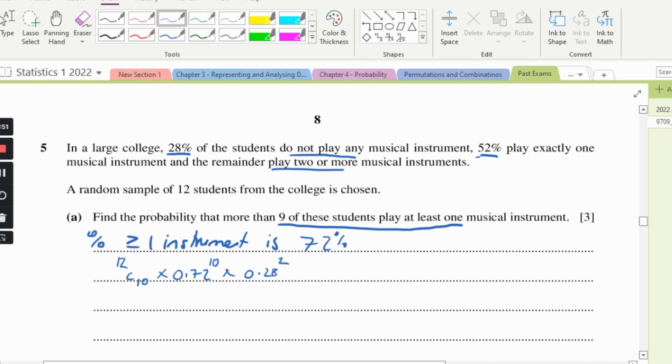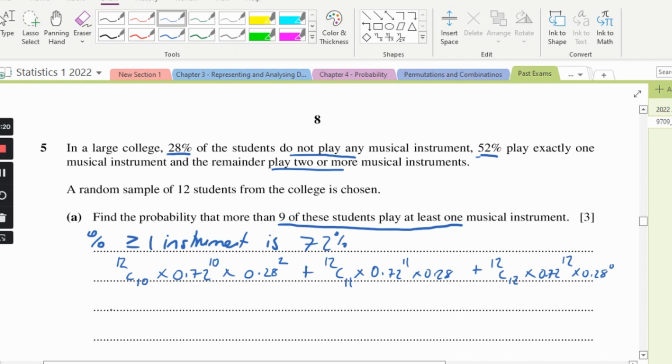0.28 squared. Okay, next one, this time we've got 11, and that will be 0.72 to the 11 and 0.28. And then if we have all 12 of these students playing at least one instrument, that will be 0.72 to the 12, and obviously 0.28 would be to the 0, so we could actually just leave it off.